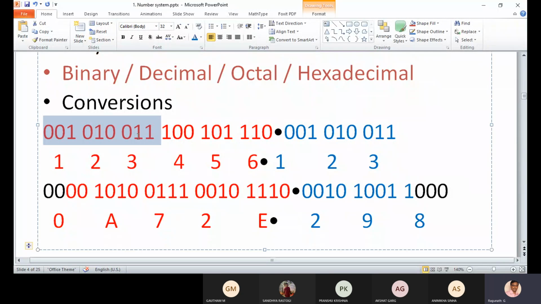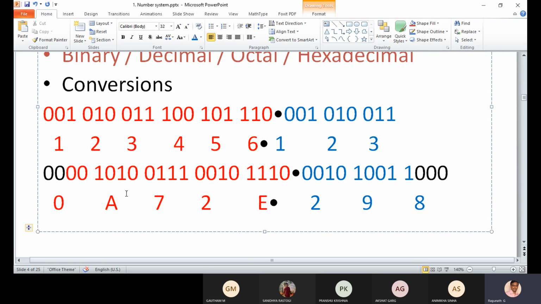Now the given number is binary. How did you convert this binary to octal? Directly. Similarly, binary to hexadecimal, directly we can convert that. And vice versa also. For example, if the hexadecimal number is given and they are asking for binary, you can directly write it. 0 can be written as 4 zeros. A can be written as 1010. 7 can be written as 0111. Like this, you can directly convert without the help of the decimal number.